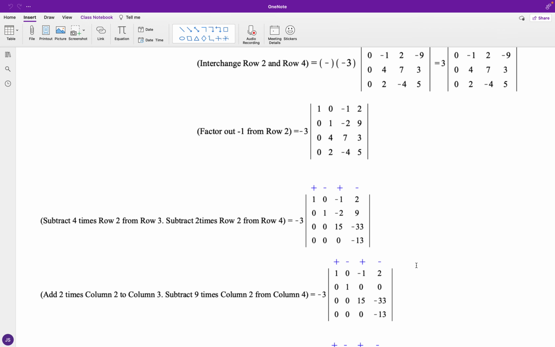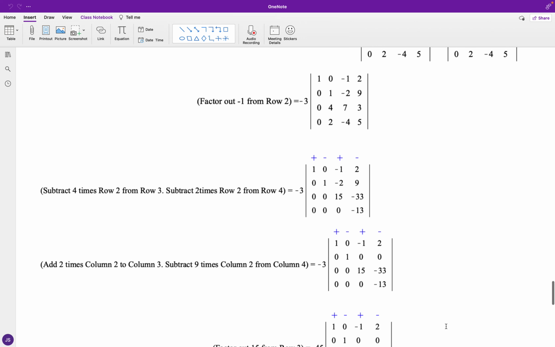And right now, say that in terms of if I were to go with column arrangements. Okay, so if I add 2 times the second column to the third column. Okay, so I have -1 plus 2 times 0 is -1. -2 plus 2 is 0. 15 plus 2 times 0 is still 15. 0 plus 0 is still 0.